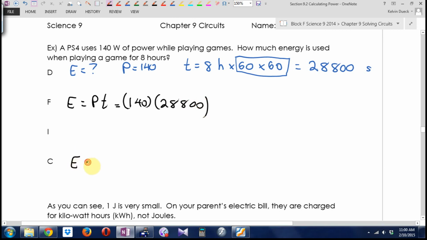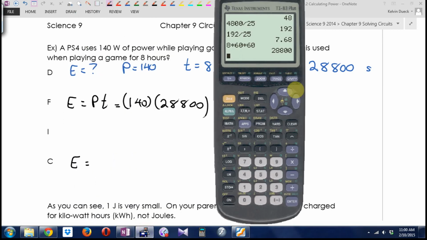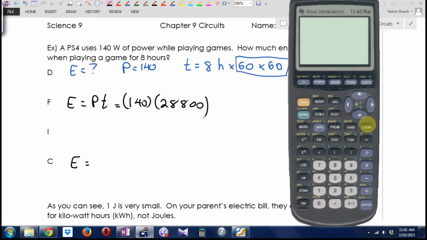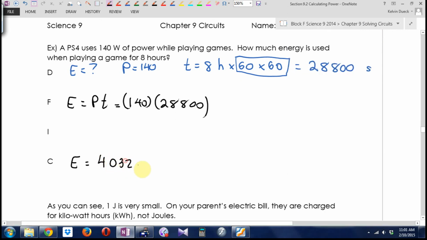How many joules of energy will you use playing this video game for 8 hours? And this is one of the reasons I want you to get a scientific calculator, because your phone calculators might not handle this number. I get 4032 and 3 zeros. Oh, 3,000. 4,032,000 joules of energy.